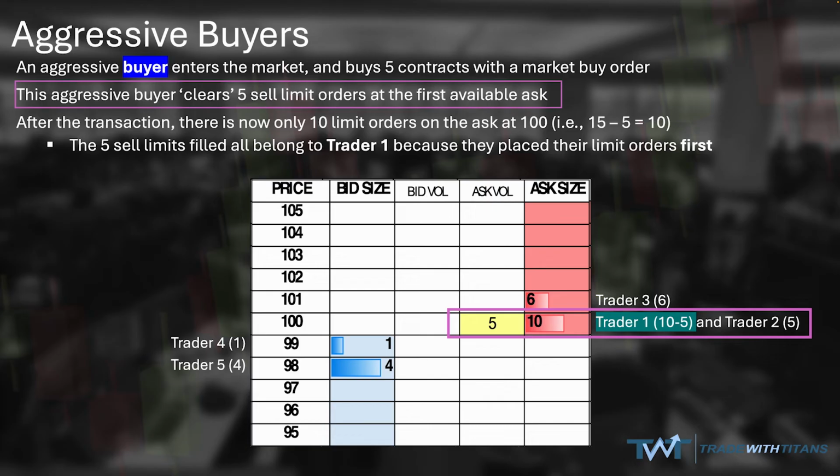You might also be wondering whose order got filled, Trader 1 or Trader 2, or some of each. Good question. Because we said that Trader 1 placed his orders first, he was first in the queue. As such, his limit order was partially executed, and Trader 2's limit order still remains as is.